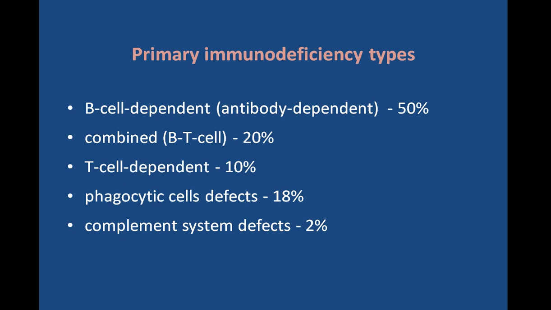Primary immunodeficiency types: B cell dependent, antibody dependent, about 50%. Combined types, B and T cell primary immunodeficiency disorders, can be in 20% of cases. T cell dependent, 10%, phagocytic cell defect, 18%, and complement system defect, 2%.